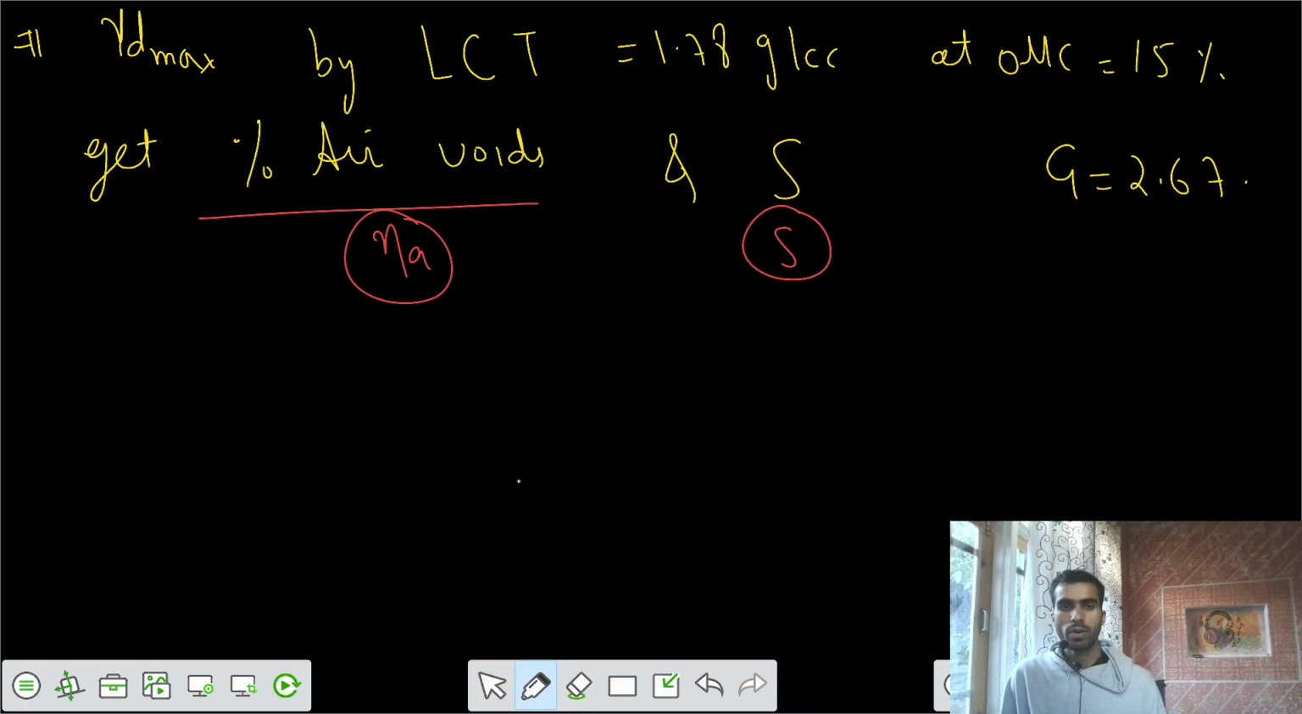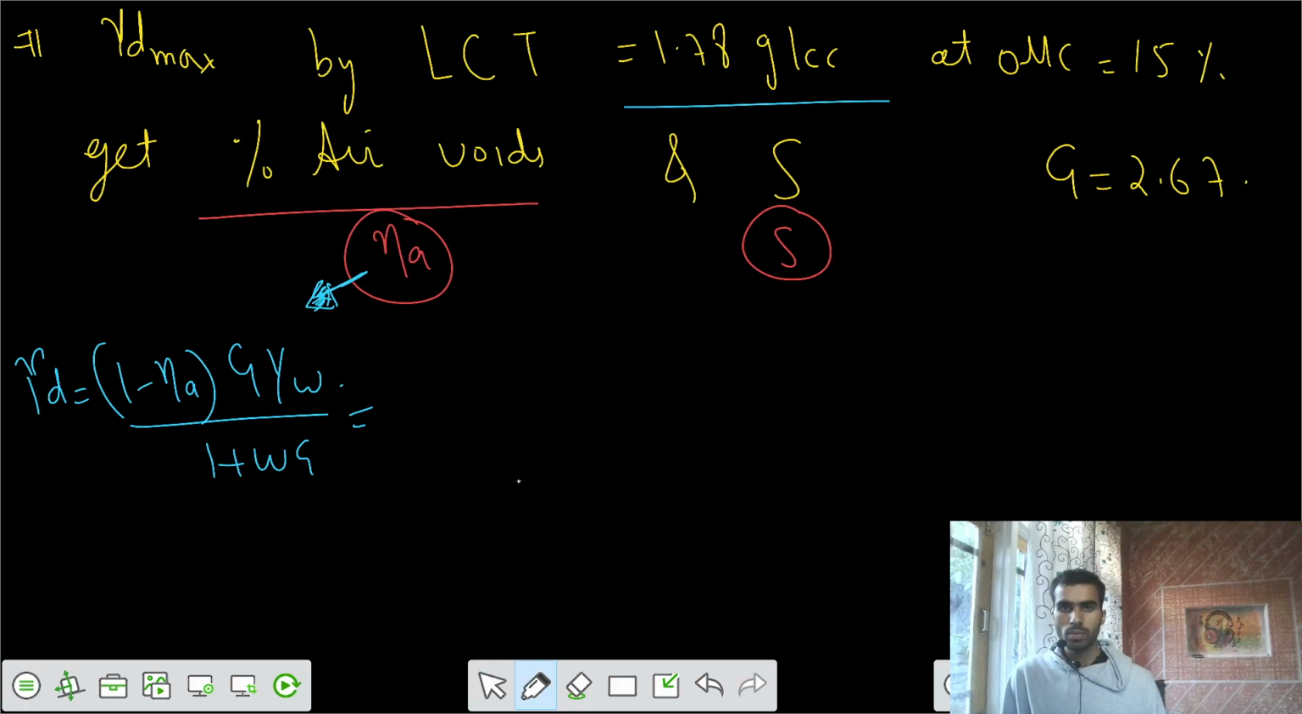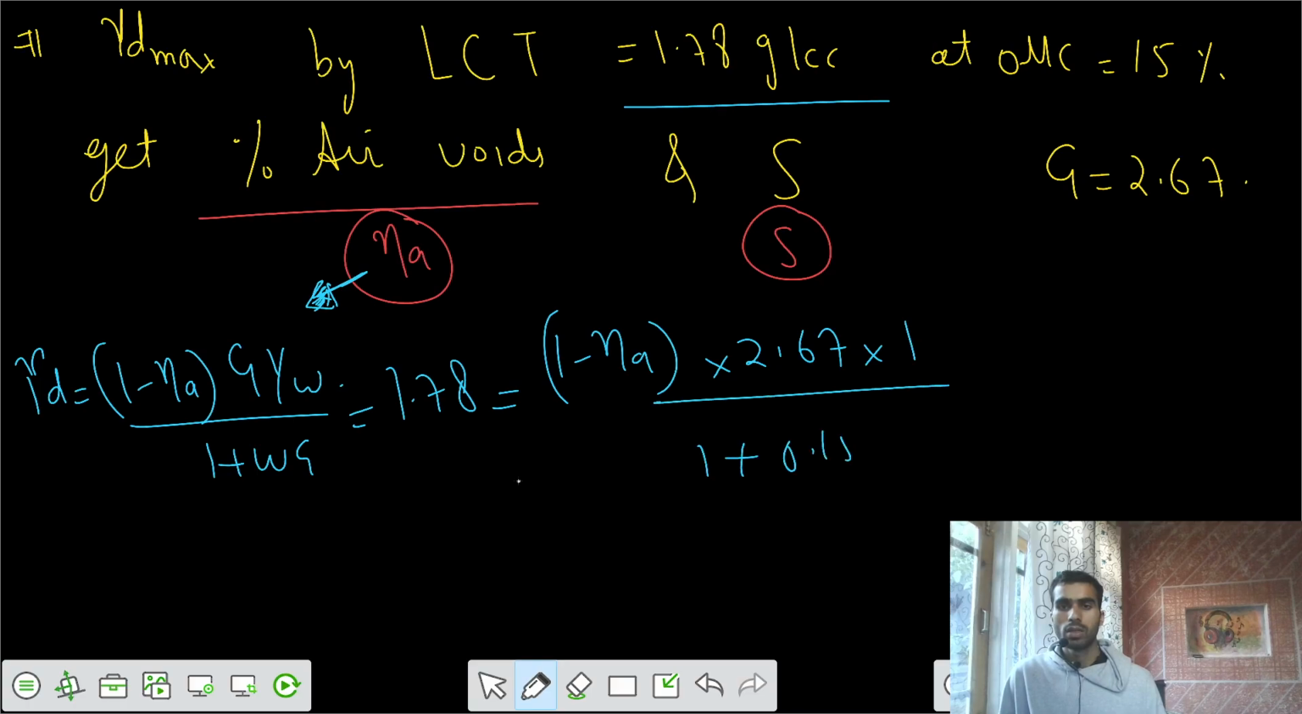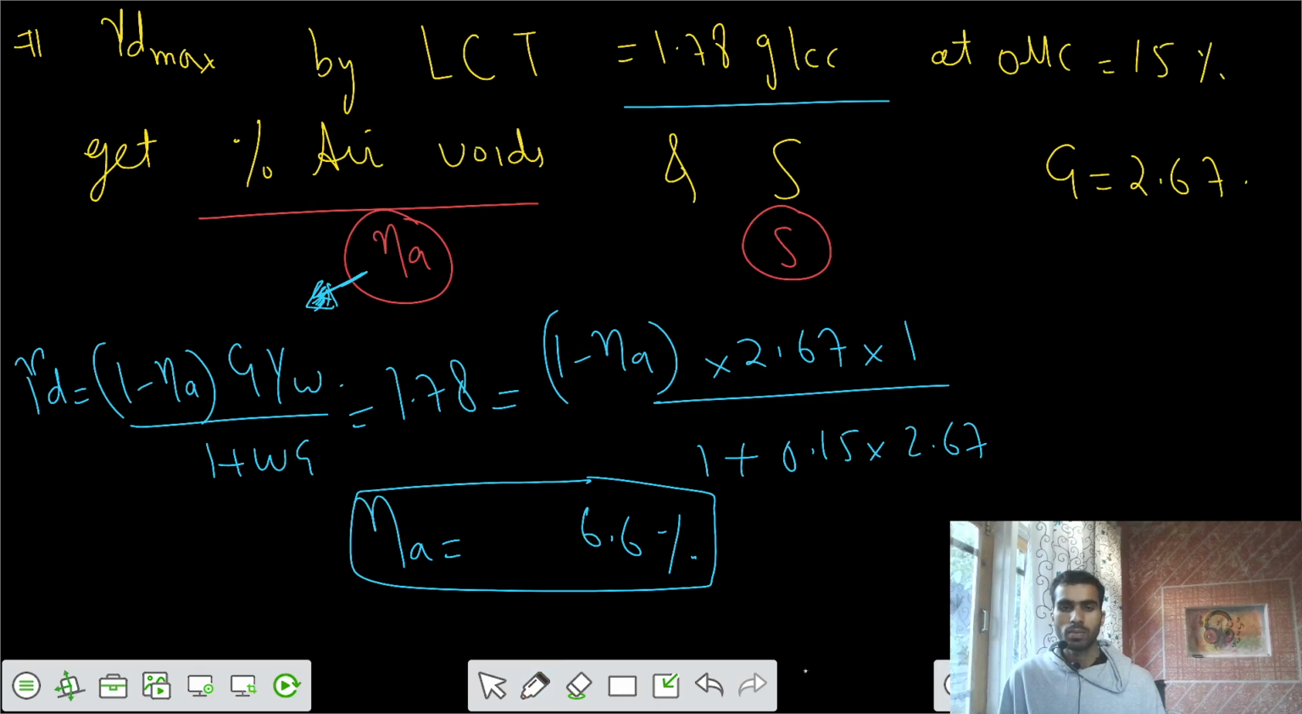If I have the equation for your Na, which of the equations of gamma dry relates to Na? I would say your gamma dry equals 1 minus Na times G gamma W by 1 plus WG. That's 1.78. Gamma D is maximum at that time. Let's say this is 1.78, and this is 1 minus Na. We need to calculate percentage air voids. So we substitute all of the data, G gamma W by 1 plus WG, and get the value of percentage air voids. Percentage air voids is 6.6%.